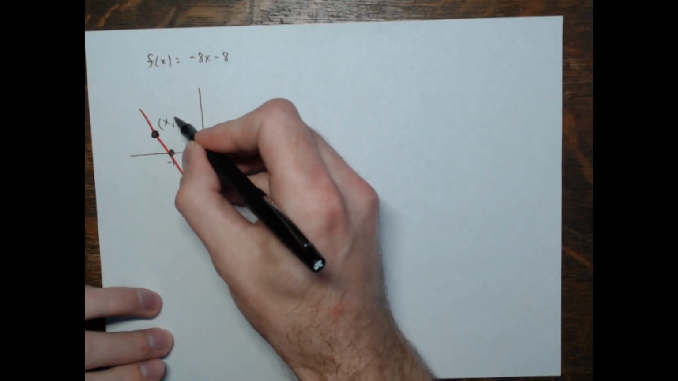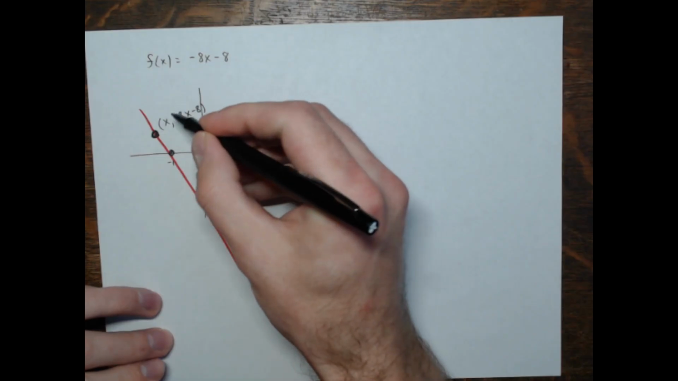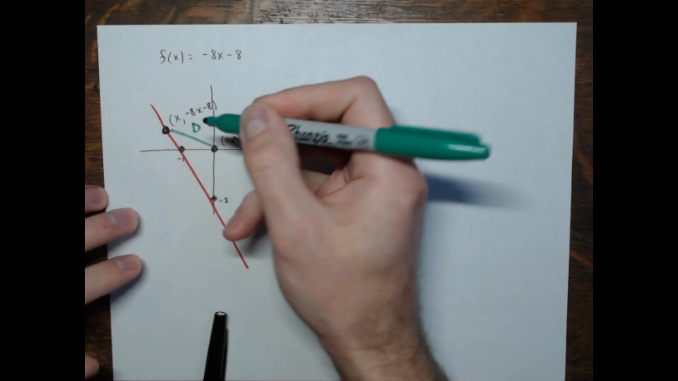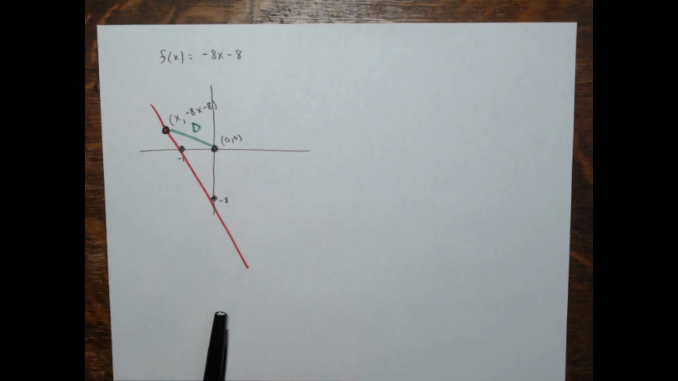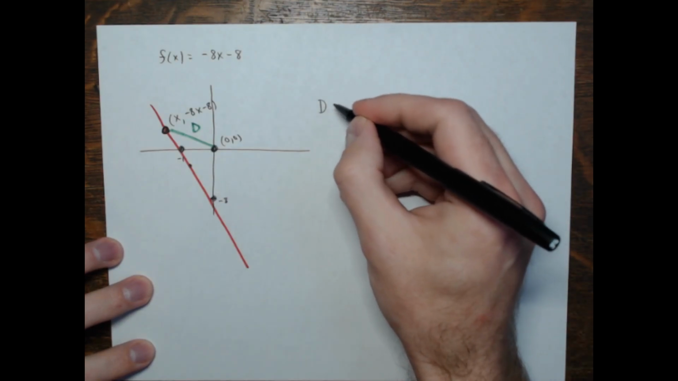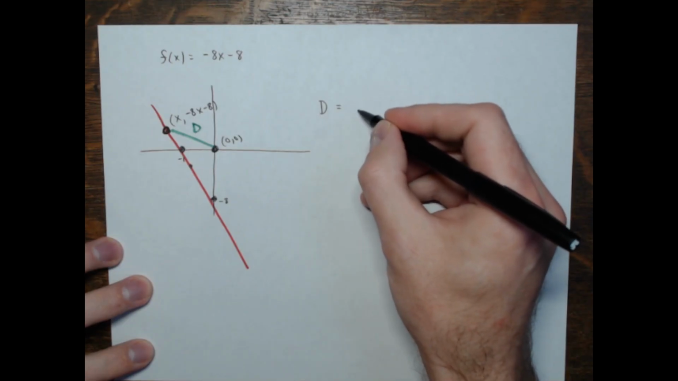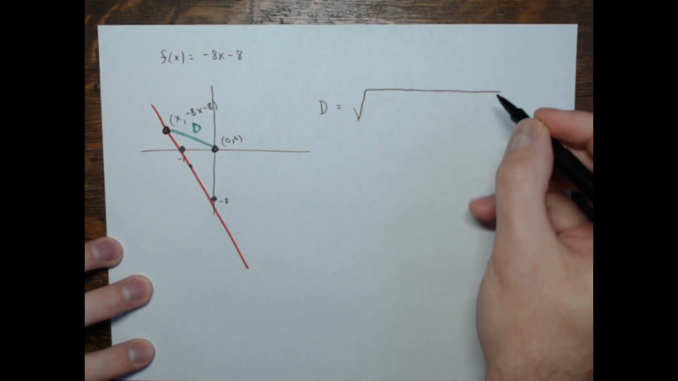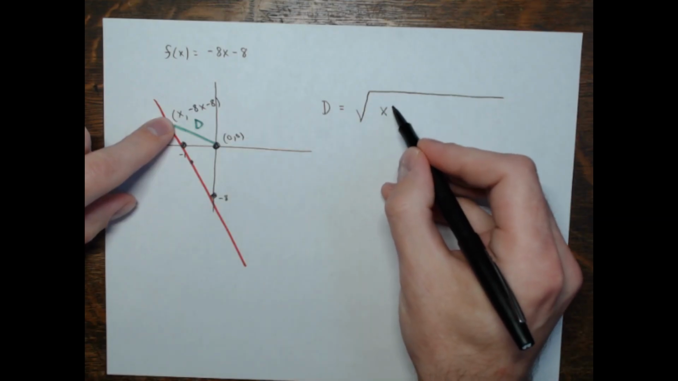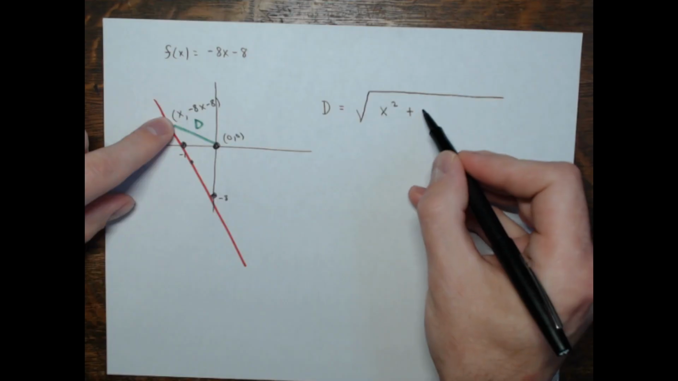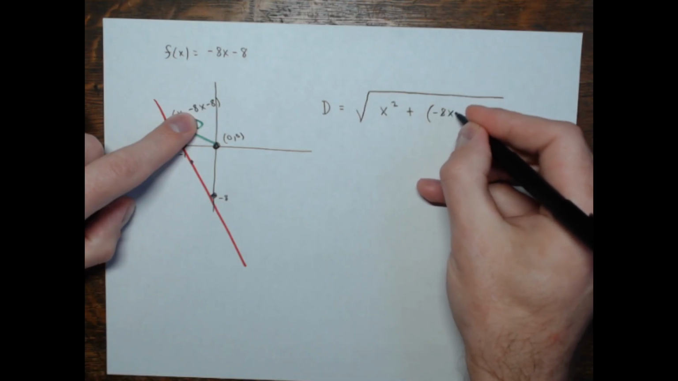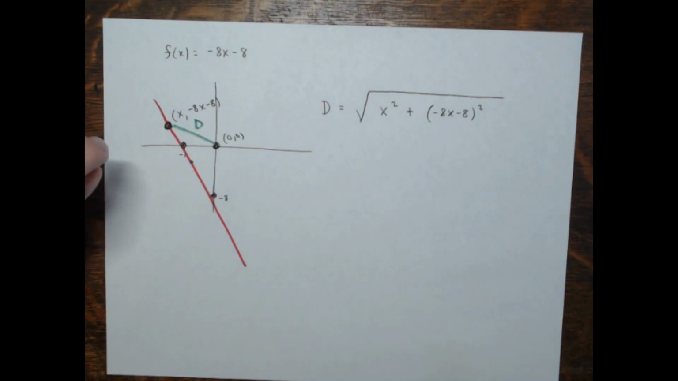So here's x and then negative 8x minus 8, right? That would be the y coordinate. We're going to minimize this distance. We'll call it d for distance, right? So when is d smallest? Again, remember the distance between two points would be the square root of x minus 0, the change in x, squared, so just x squared, plus the change in y squared, which would be negative 8x minus 8, squared.